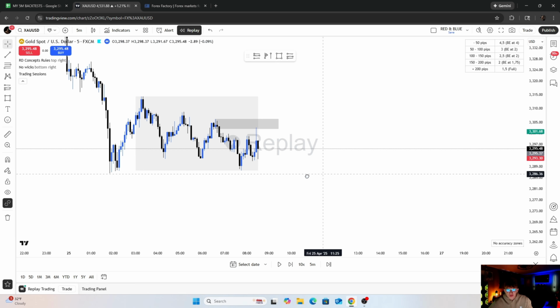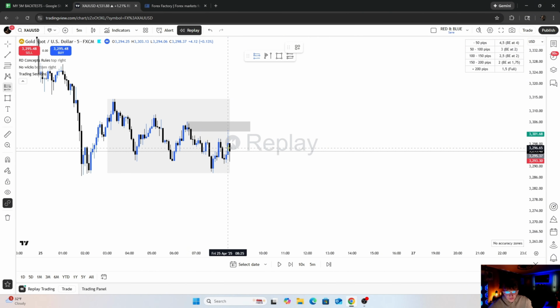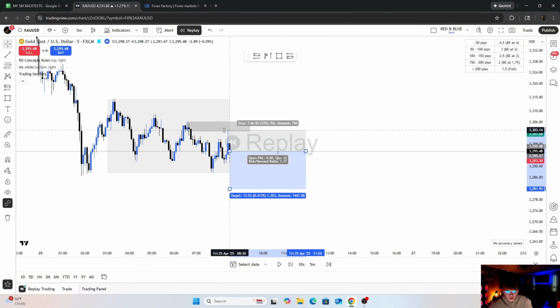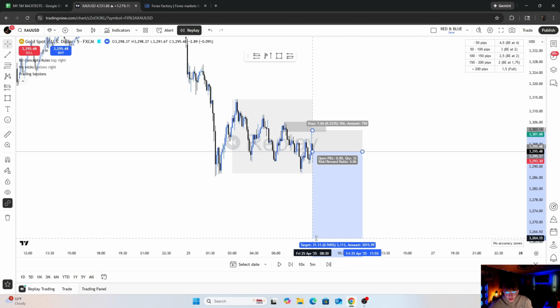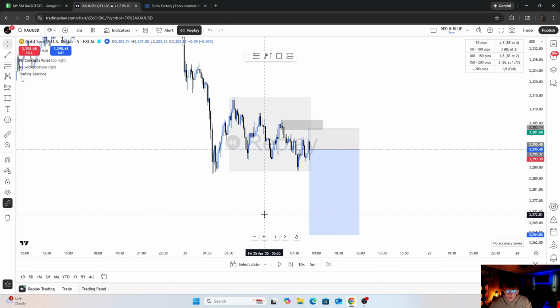Okay, we got a valid entry right there off of supply zone. Right there would be your entry candle. That would be your stop loss. Be targeting 1.4, which seems massive. But we'll see what we can get here.